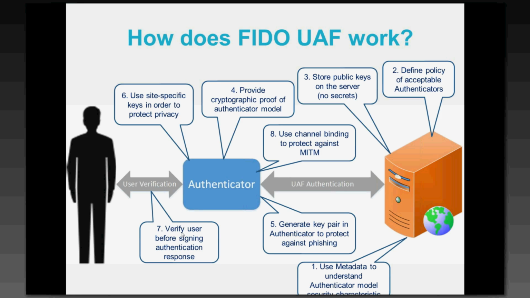Now, number 7 is the authenticator verifies the user before actually signing the authentication response. And number 8 is a protection measure against real-time man-in-the-middle attacks, and this is called channel binding. It's some information extracted from the TLS channel, which is added to the authentication response.